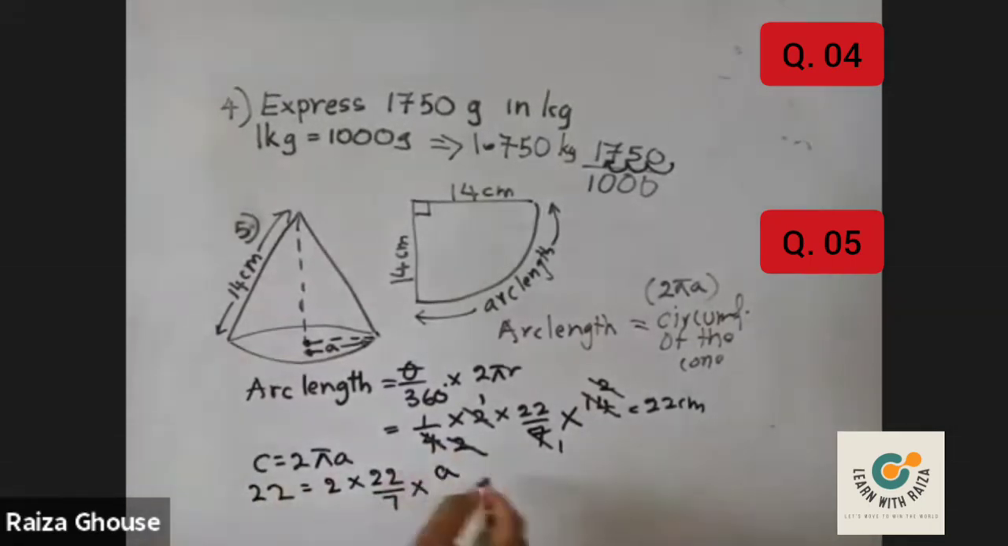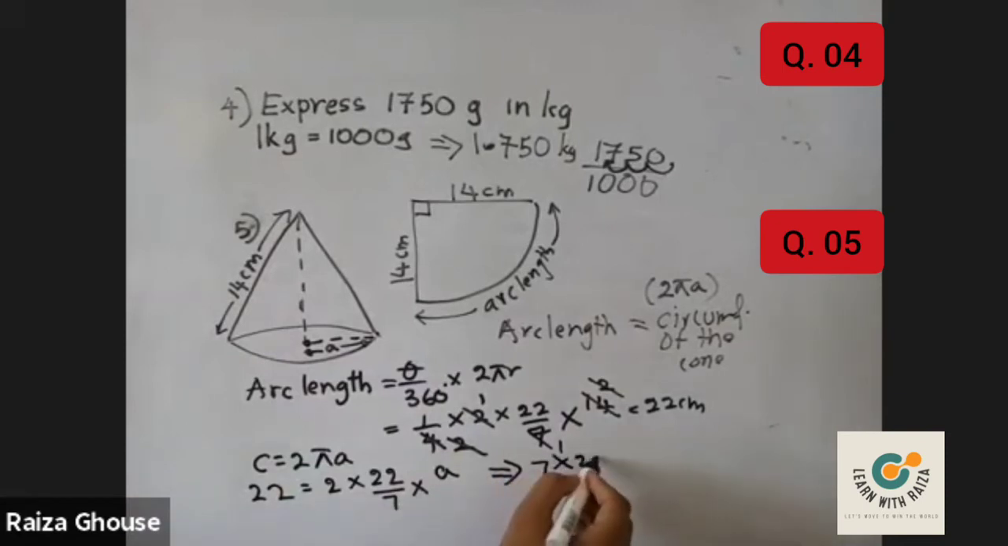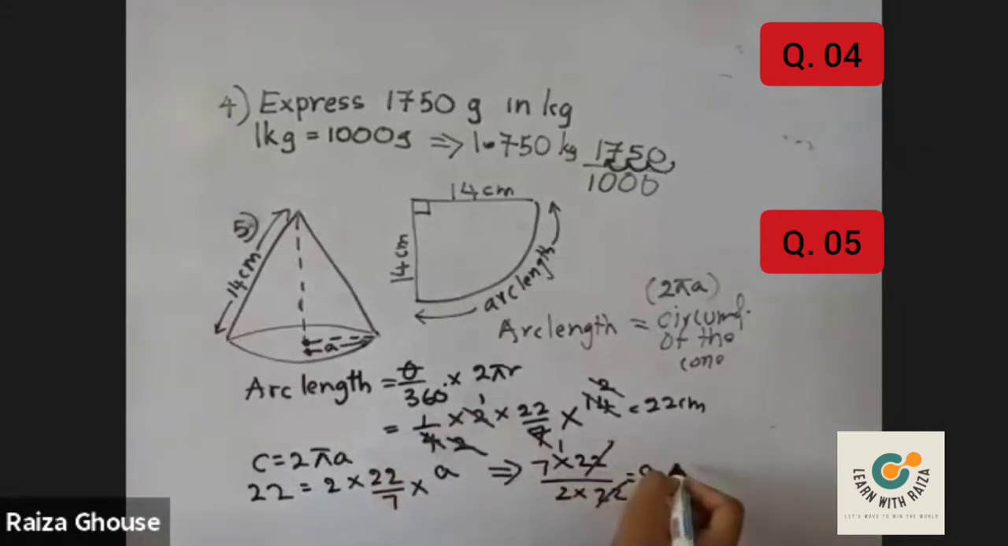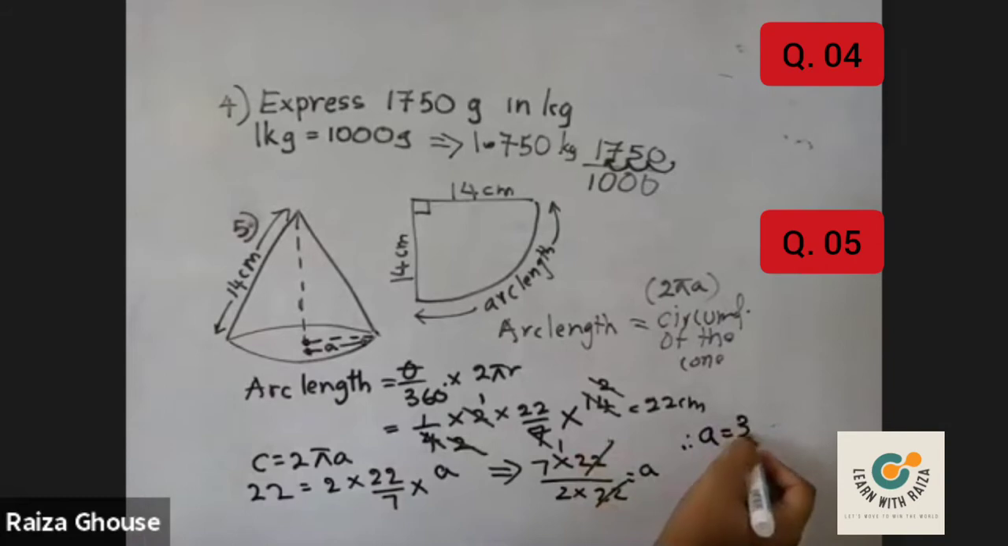So when we do like that, how can we do it? Carrying here 7 times 22, right? And this 2 and 22 we can divide. 2 times 22 equals a. 22 and 22 cancel. Now what is a? Therefore, a is equal to 7 upon 2. 7 upon 2 means 3.5 centimeters.